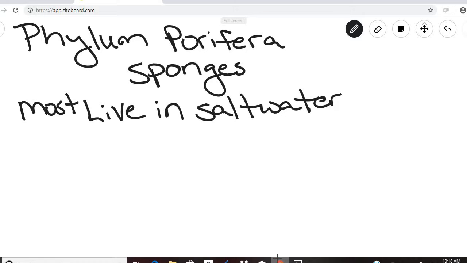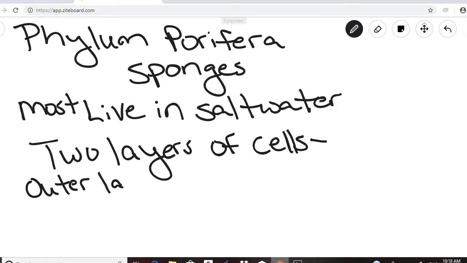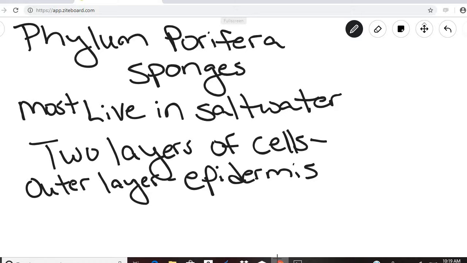Generally they have 2 layers of cells. There's an outer layer that is called the epidermis. So we use that same term for humans. Our outer layer is also our epidermis, so it's the skin. And then there's a layer that's called the mesenchyme.